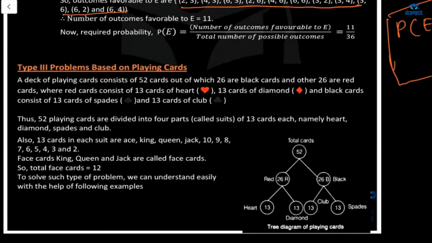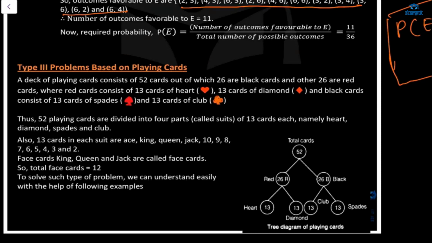Now, type 3: problems based on playing cards. Here it is not visible, but maybe in the notes in your PDF it will be visible, because these two symbols are in black color, that's why they are not visible.